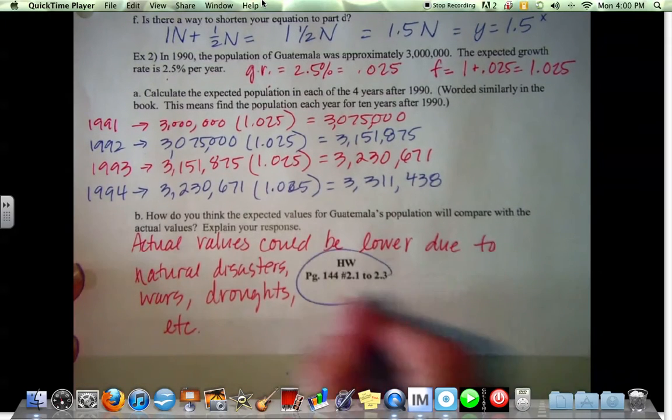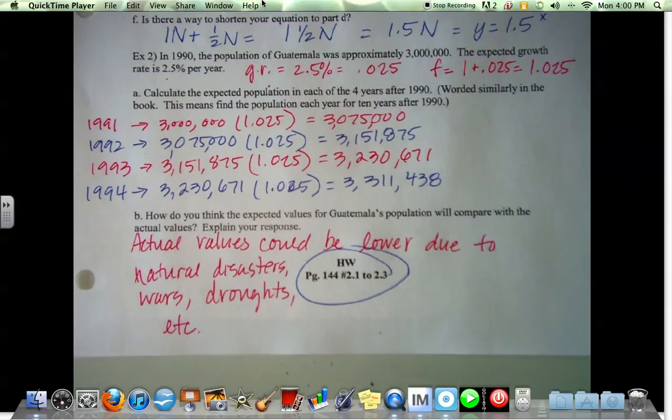Your assignment in the textbook, make sure you show all of your work. You're going to need graph paper to show your data. You're going to graph your data.